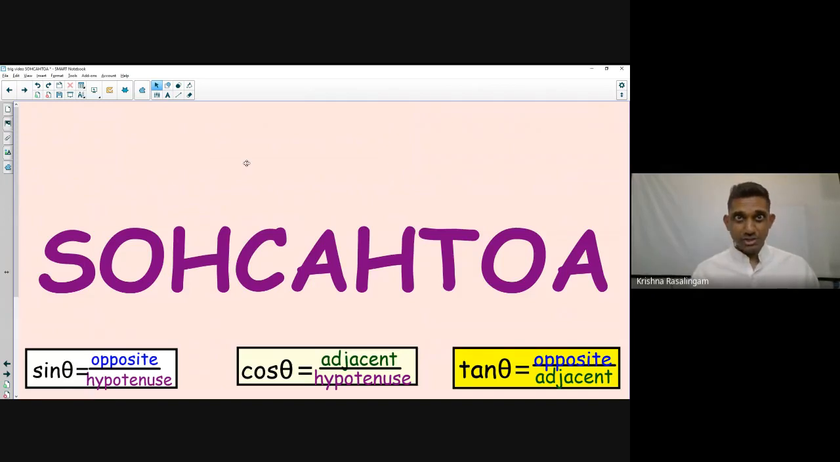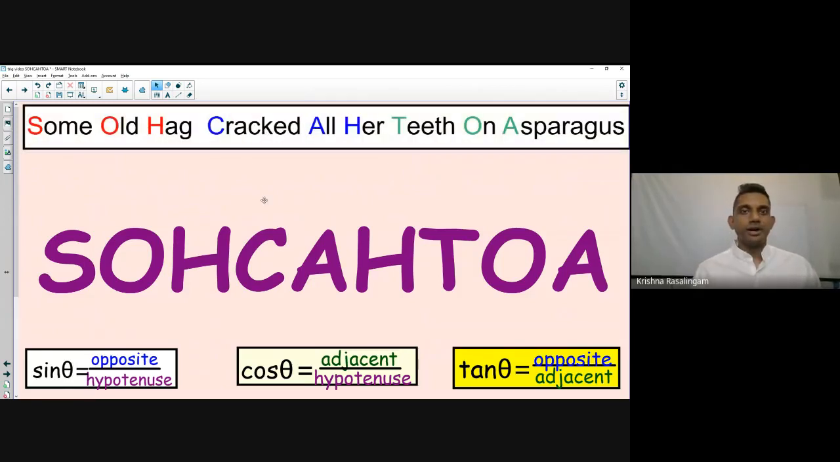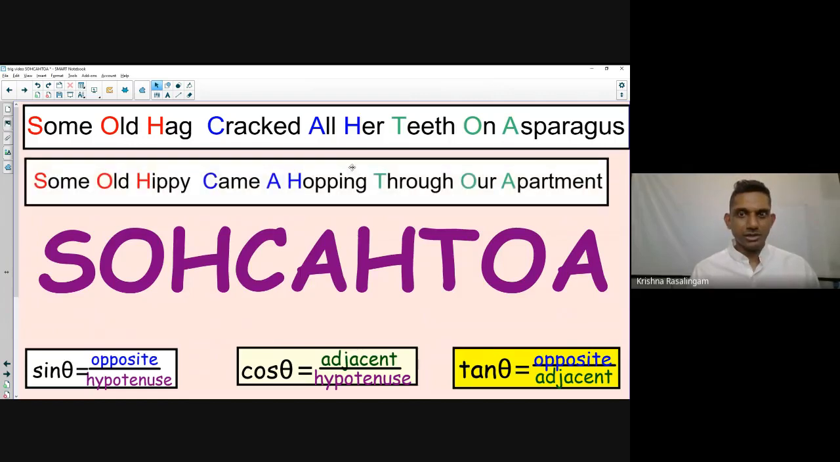If you have issues spelling it correctly, then you might try to remember it with this. Some old hag cracked all her teeth on asparagus. That's how I was taught it at school. My teacher, Mr. Alexander, showed me that one. If you notice that the first letter of each word spells out Sohcahtoa. Another one, if you've had a hippie teacher at all, they might tell you that some old hippie came a-hopping through our apartment. Doesn't matter which method you use, you can make up your own one. But they will spell out the word Sohcahtoa. And it's very important that you spell that word correctly.